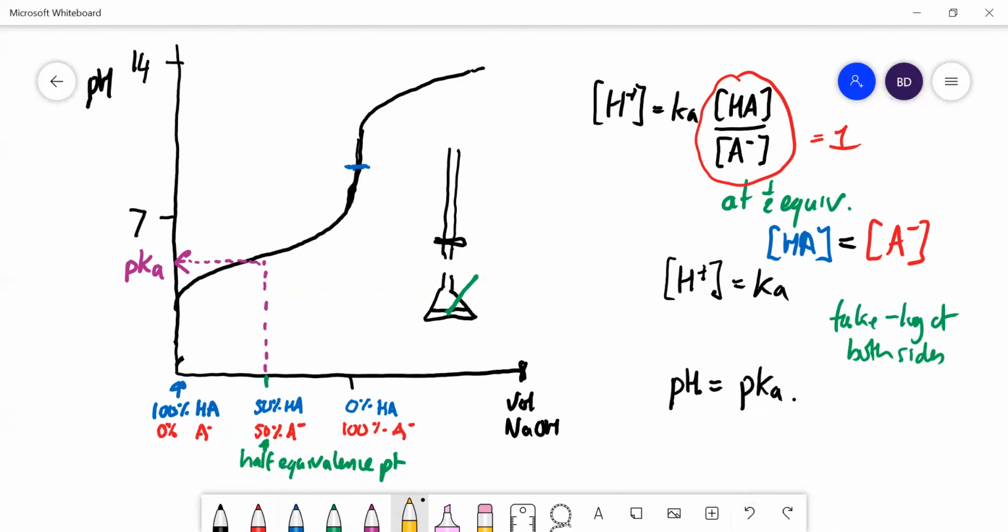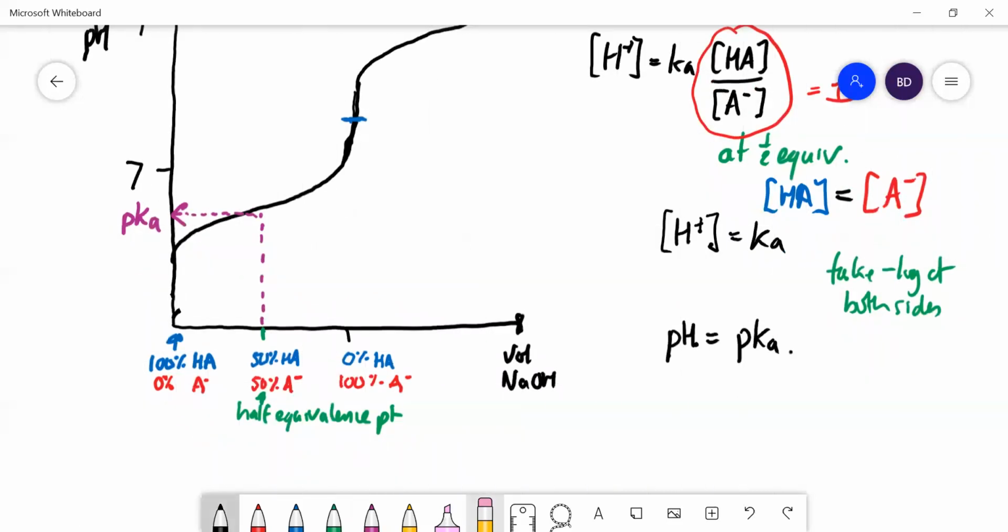Okay, so you've got the pKa of the acid. How do you find out the Ka from the pKa? Well, we know that Ka is going to be equal to, just like the pH expression, 10 to the power of minus pKa. And so you find Ka there. So that's how you can find that.